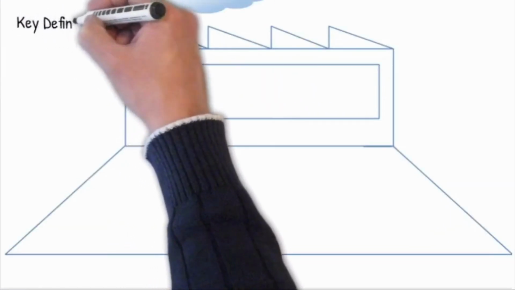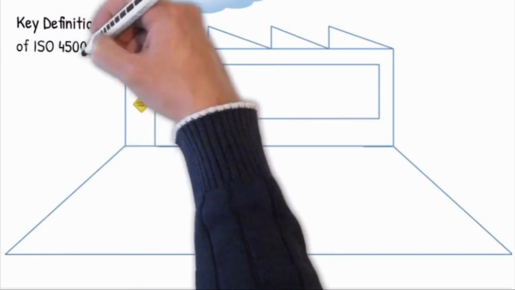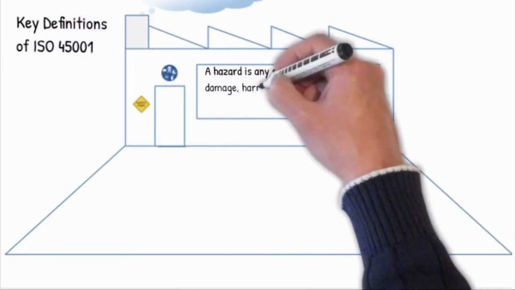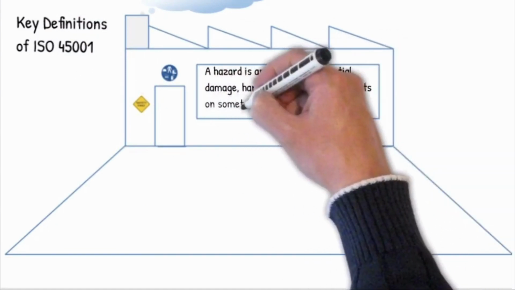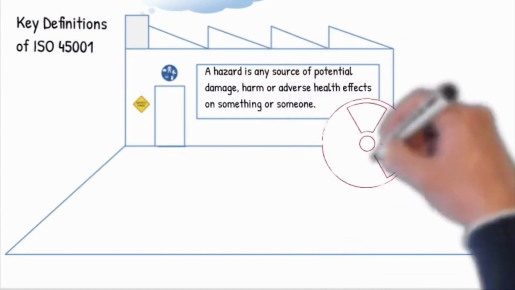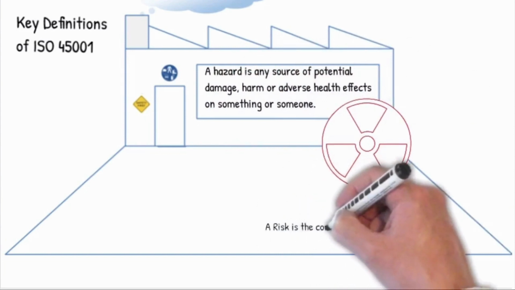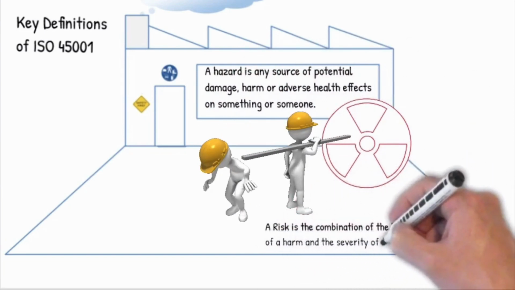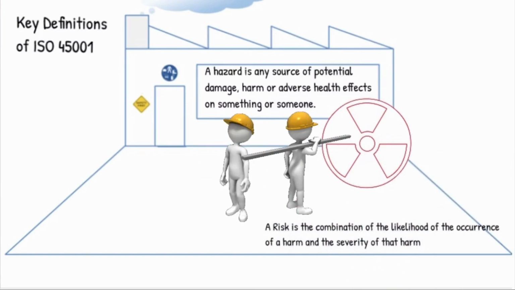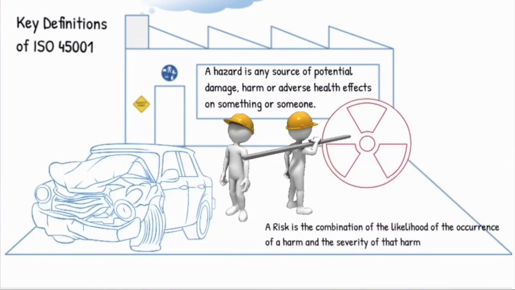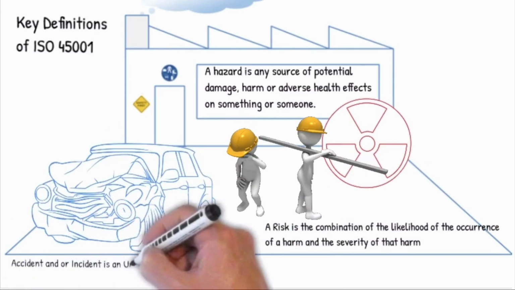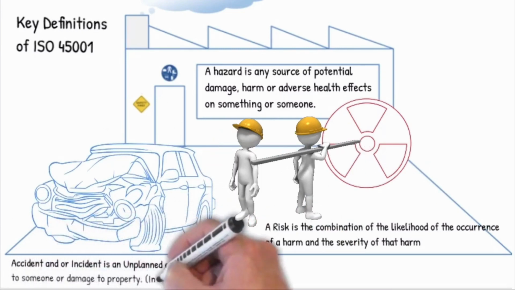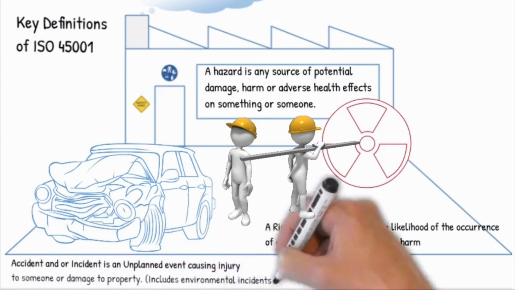The following are key definitions in ISO 45001. A hazard is any source of potential damage, harm or adverse health effects on something or someone. A risk is the combination of the likelihood of the occurrence of a harm and the severity of that harm. An accident and/or incident is an unplanned event causing injury to someone or damage to property. It includes environmental incidents.